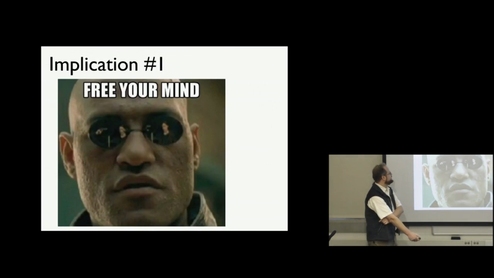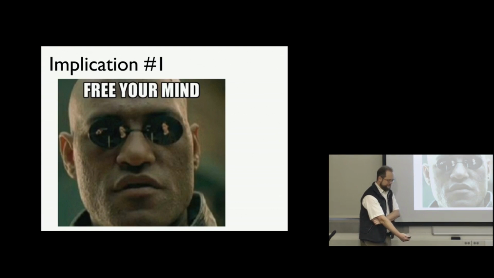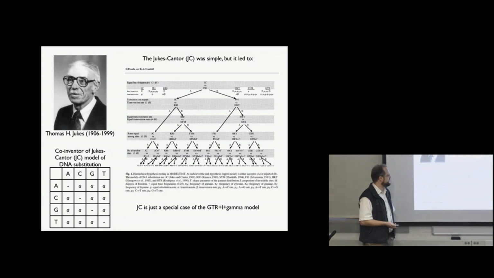I mentioned how that worked. So there's a couple of implications here. One is people should free their minds when they're doing historical biogeography. We're no longer stuck with having one model and just running with it, or running different models and getting different results and just kind of leaving it there. We have a lot of models that we should be exploring and testing.